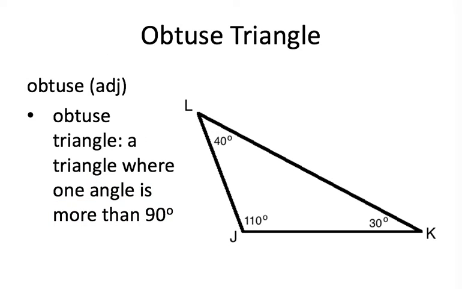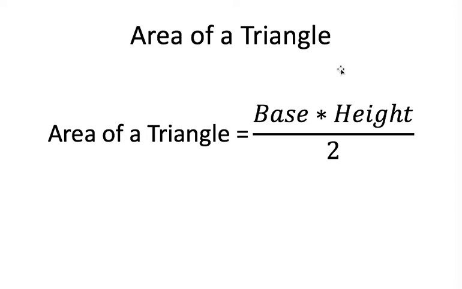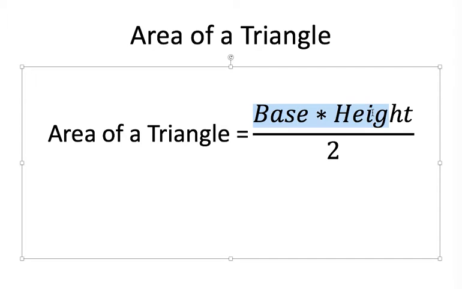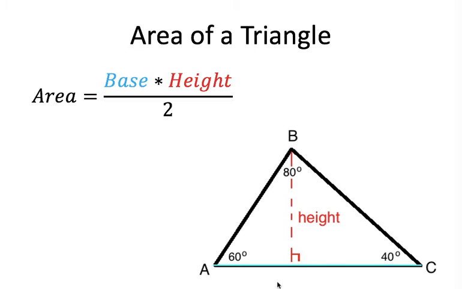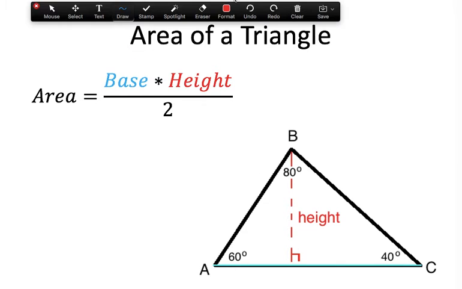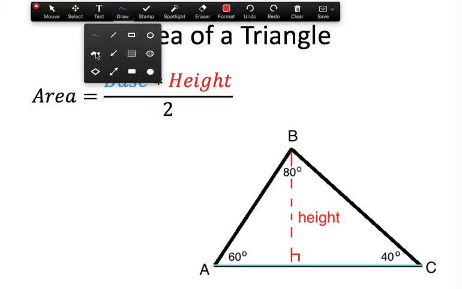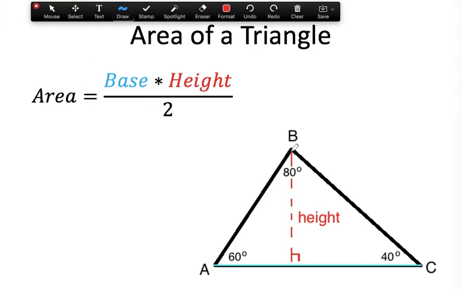Okay, let's move away from talking about the angles to talking about area of a triangle. So the area of a triangle is equal to the base times the height divided by 2. So let's look at a few examples. If you have an acute triangle, then your height goes straight through the triangle, and your base is this thing here on the bottom.